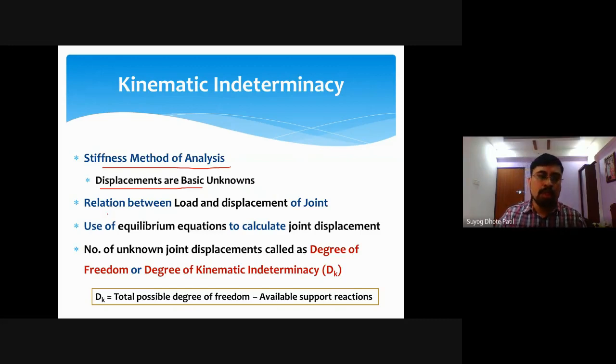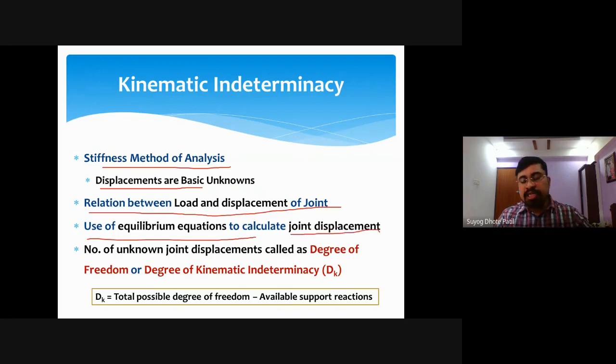Here again, the relation between load and displacement at a joint uses the equilibrium equation to calculate joint displacements. In the force method, we used compatibility equations apart from the equilibrium equation, but here we use the equilibrium equation to calculate joint displacements. The number of unknown joint displacements is called the degree of freedom or degree of kinematic indeterminacy. So dk is the total possible degree of freedom minus the available support reactions.